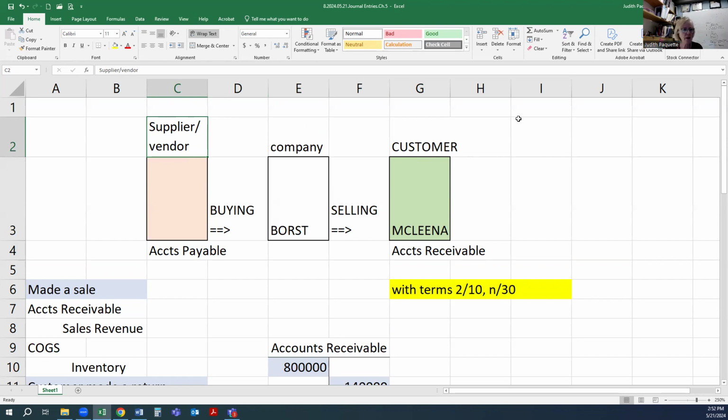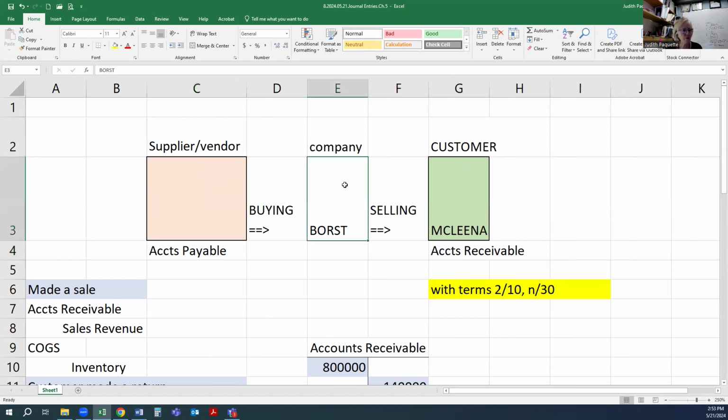I don't remember. So when I'm talking to students about a problem and you're trying to figure out debits and credits, I step back and say, who's the company? The company is Borst. Who's the customer? That means accounts receivable. Who's the supplier, the vendor? That means accounts payable. And it really helps me keep focused.